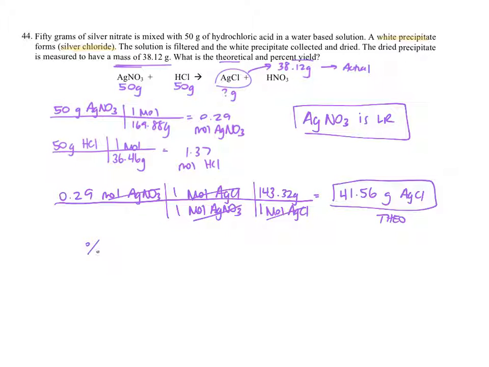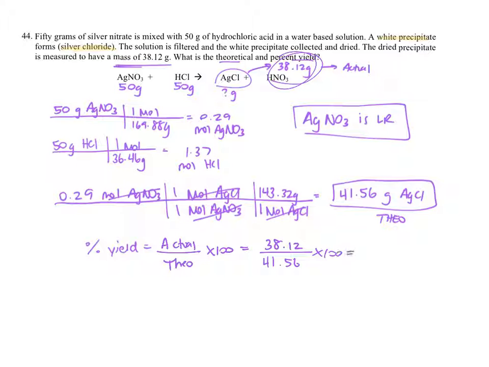And then finally, the percent yield, remember alphabetical, is always going to be actual over theoretical times 100. So what you're going to do, the actual, again, given in the problem, is going to be 38.12. That will always, always, always, always be given in the problem. 41.56, divide and multiply by 100, and I get 91.72%, which since that's so high, tells me that this reaction was very efficient.